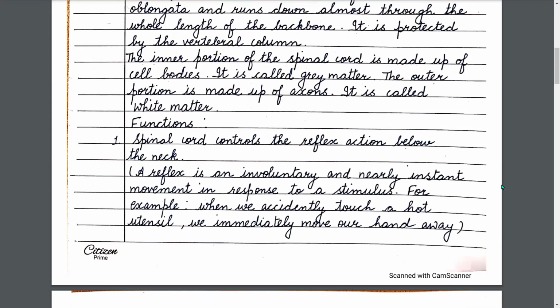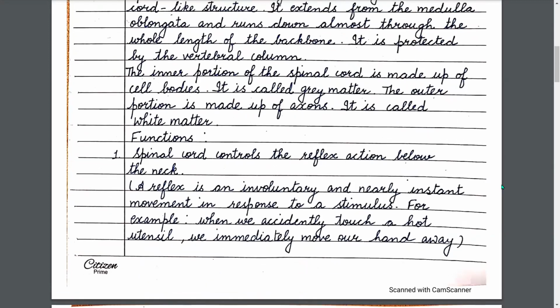So, spinal cord is a long, narrow, cylindrical, cord-like structure which extends from the medulla oblongata and runs down almost to the whole length of the backbone. Spinal cord is well protected by the vertebral column. Now, let us discuss the functions of spinal cord.